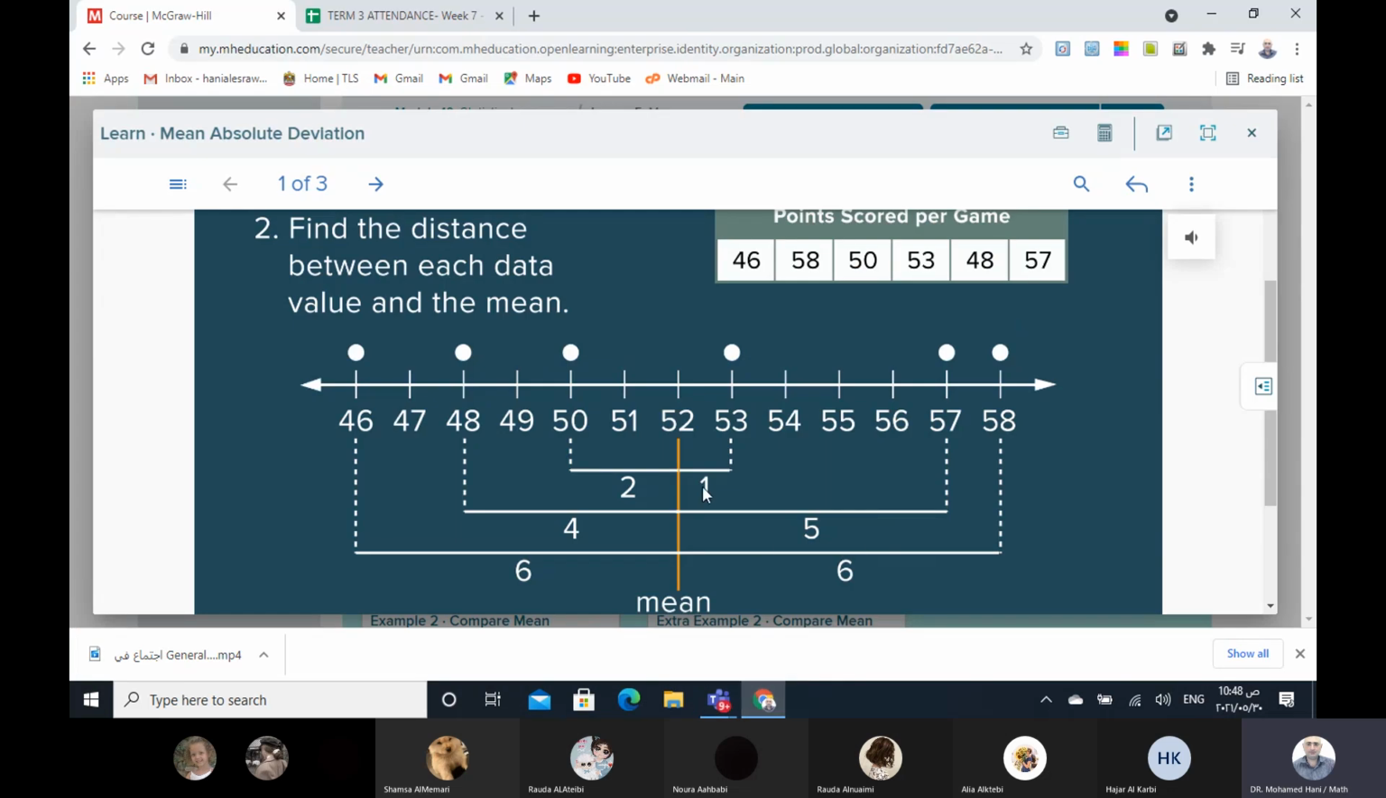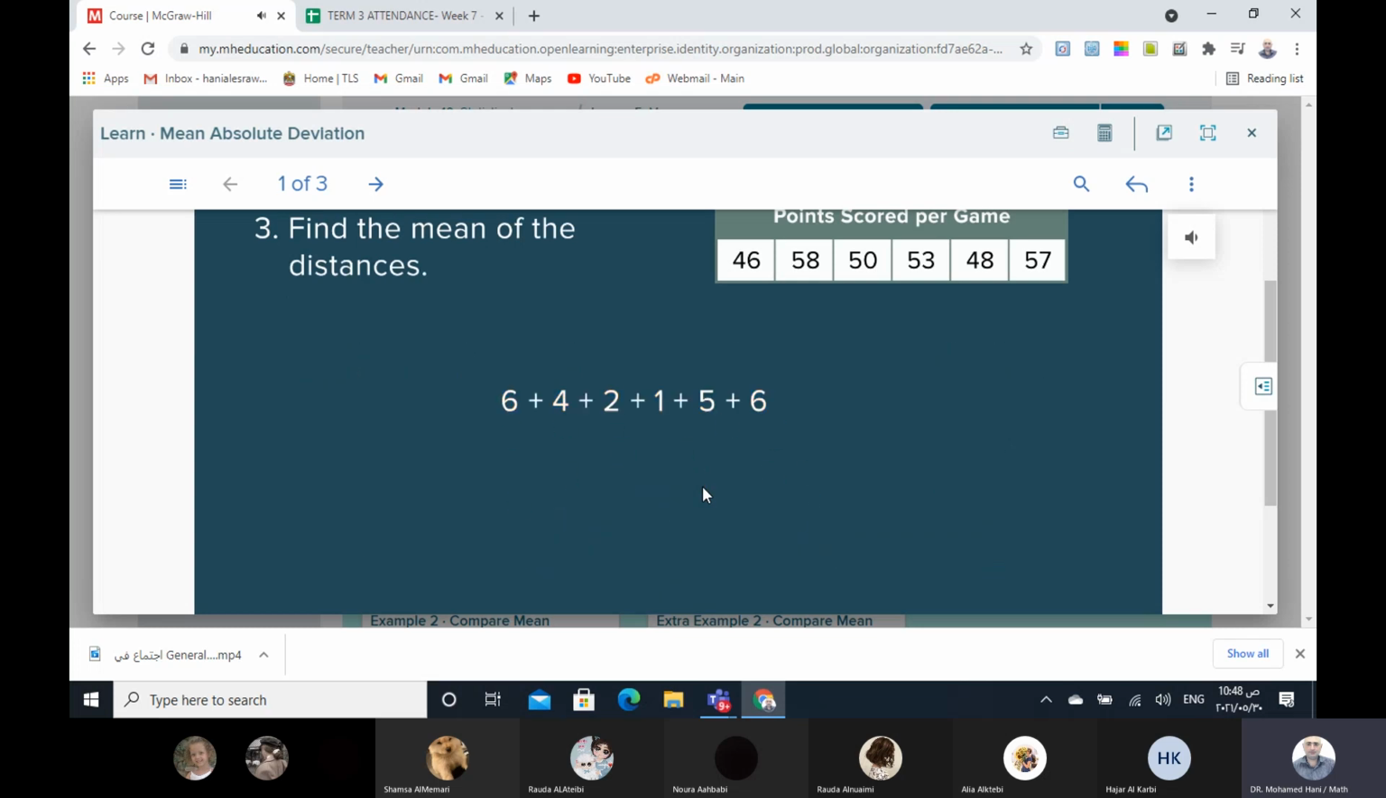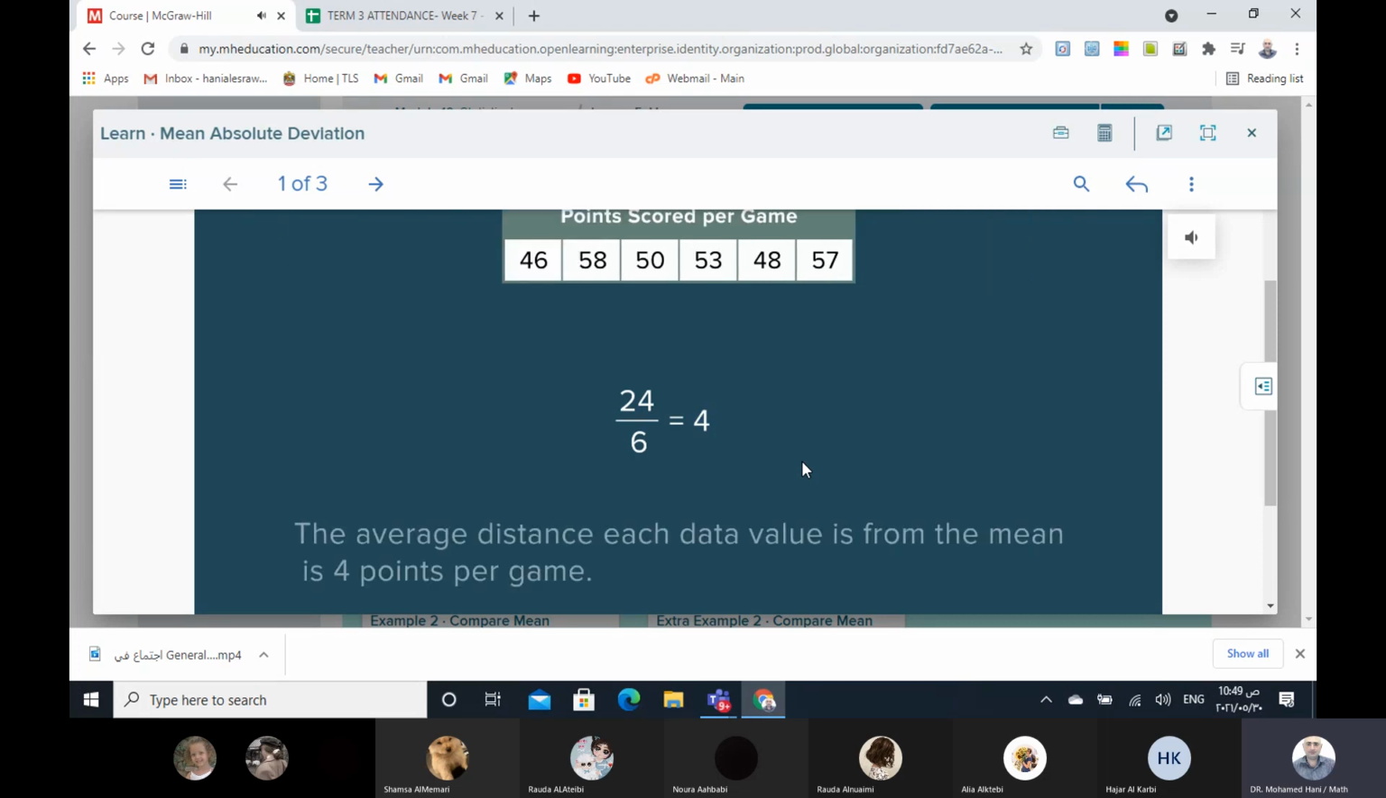Continue, please. Next, find the mean of the distances. Find the sum of the distances. Divide the sum by the number of distances. The result is the mean absolute deviation of the data set. In this example, the average distance each data value is from the mean is 4 points per game.